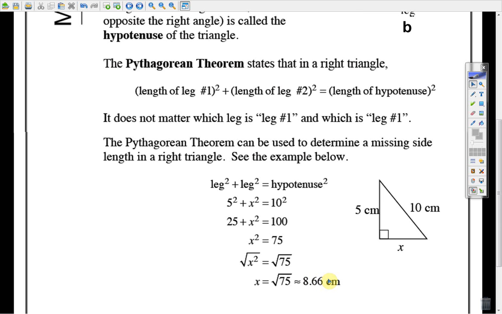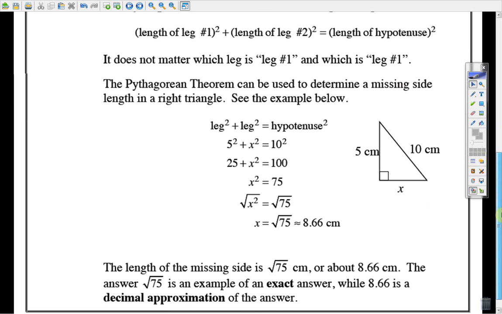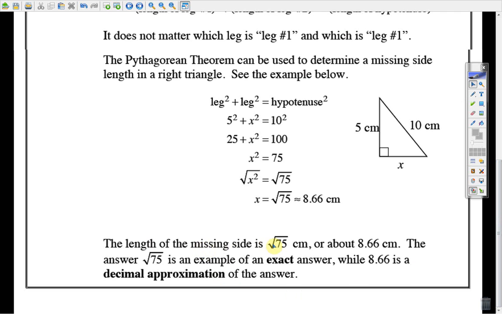Now you can do a little reality check when you're doing this. If you're solving for a leg, it always has to be smaller than the hypotenuse. If you're solving for the hypotenuse, it always has to be larger than a leg. The missing side is the square root of 75 centimeters, or about 8.66 centimeters. The square root of 75 is an example of an exact answer, while 8.66 is a decimal approximation of the answer. That's because this keeps going for many decimal places.